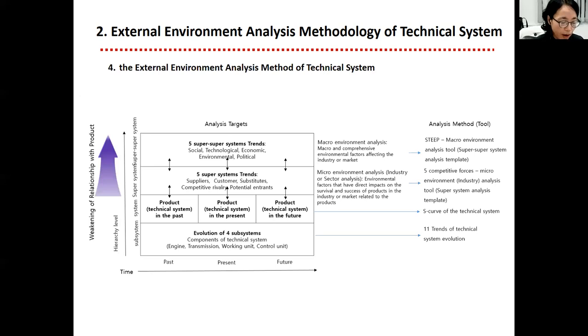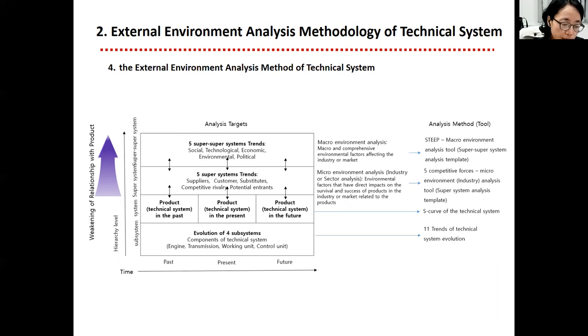A figure on this slide summarizes the future prediction method for technical systems based on TRIZ's multi-screen method. The external environment factors of a technical system were divided into supersystem macro environmental factors and supersystem micro environmental factors, based on the multi-screens. The trends of the five supersystems were derived using the STEP method, and the five supersystems were defined by applying the five forces analysis method.